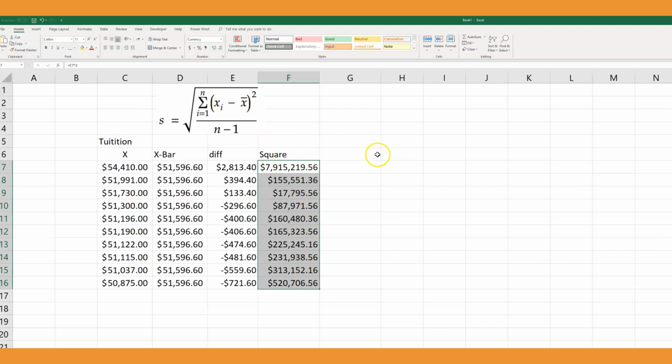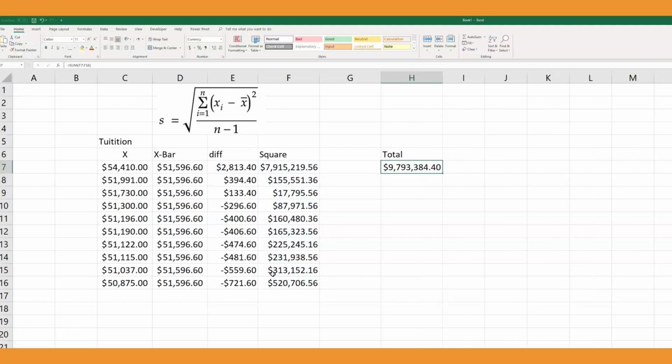Now we need to go ahead and do the total. The sigma means the total, which is going to be the sum. I'm going to use the SUM function instead of adding them individually. I'm going to sum all of them and hit Control Enter to stay. And this is the total of all of them.